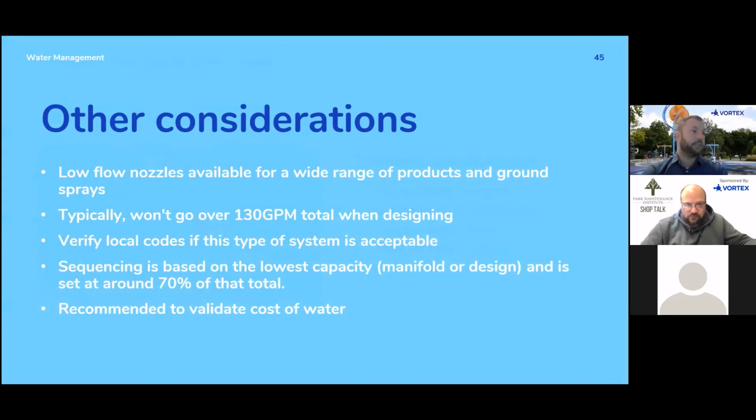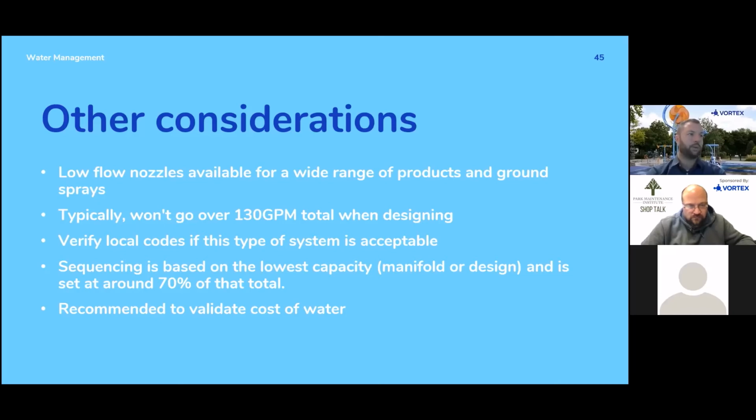Other considerations, typically, again, once we get over 130 gallons per minute, we're not going to be using a flow-through splash pad. We're going to be using low-flow nozzles. We want to verify local codes if this type of solution is even acceptable. Again, this isn't acceptable in California. Sequencing is based on the lowest capacity and is set around 70% total.